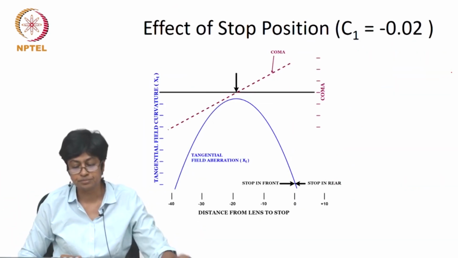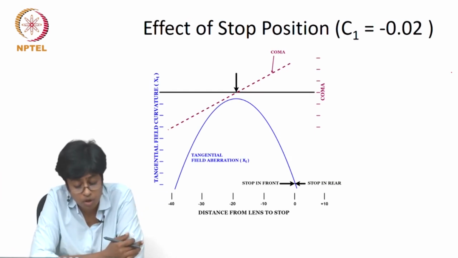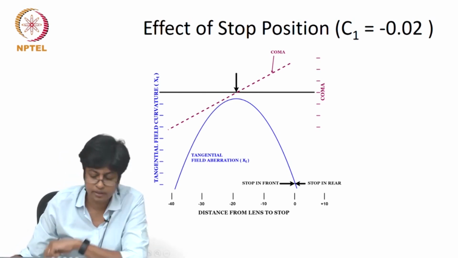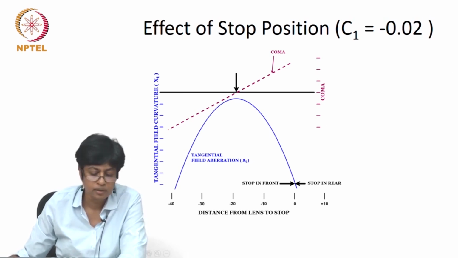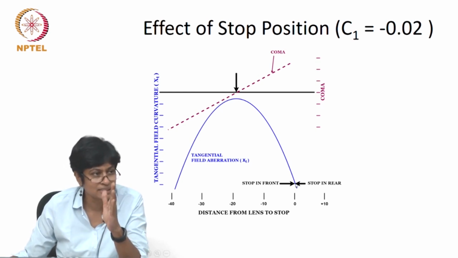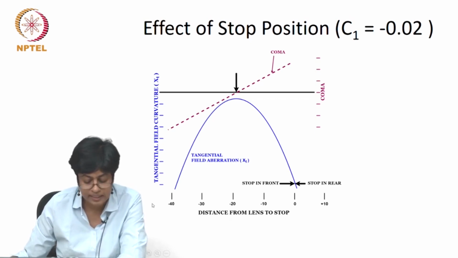So, if you now vary the stop, this is a graph plotted by varying the stop. Only two aberrations are plotted here again. This shows you the coma, and this shows you the tangential field curvature. Blue is tangential field curvature, this is coma. What are the different points plotted for? This is the position where the stop is at the lens itself. This axis indicates the distance of the lens from the stop.